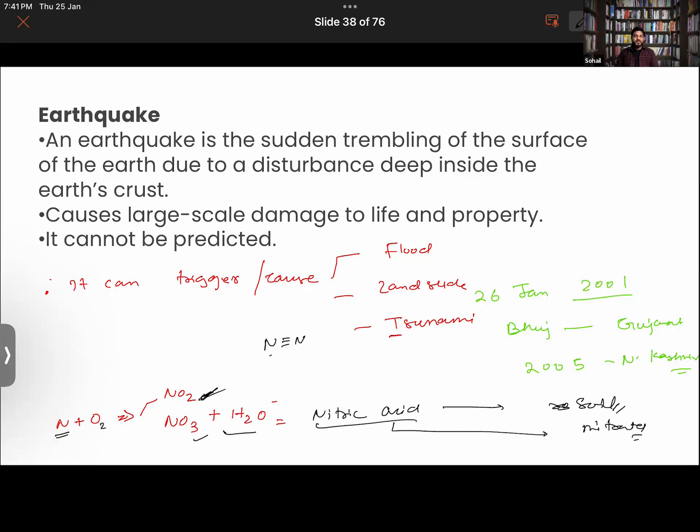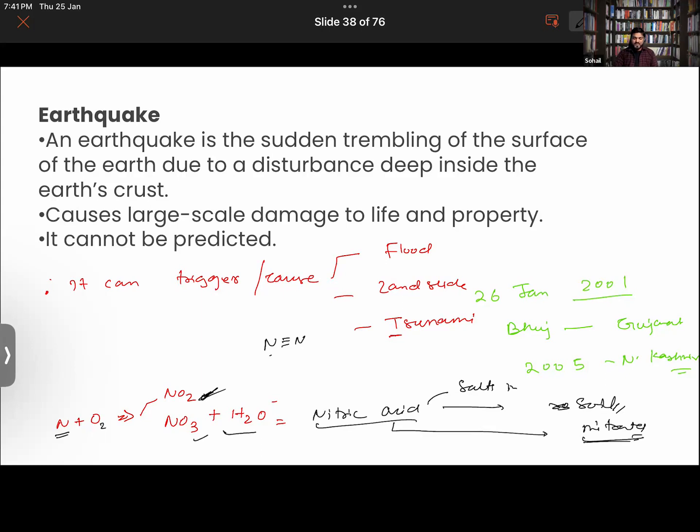And when it pours down on the soil, it reacts with the salts in the soil to form nitrates again, and then it will be taken up by the plants. Getting it now? Ammonia is not formed in this process.